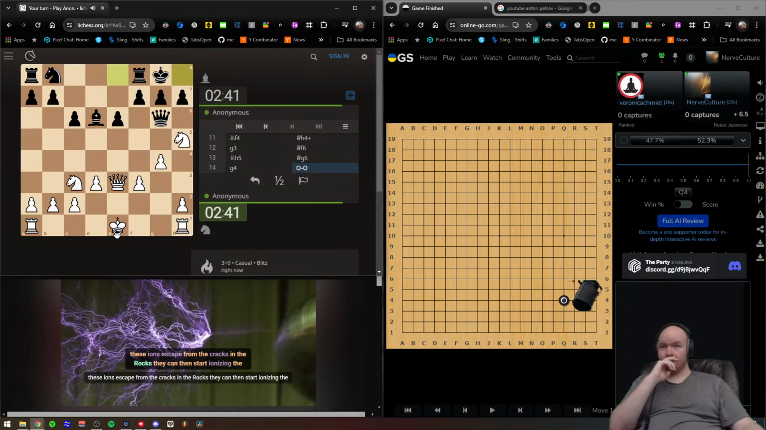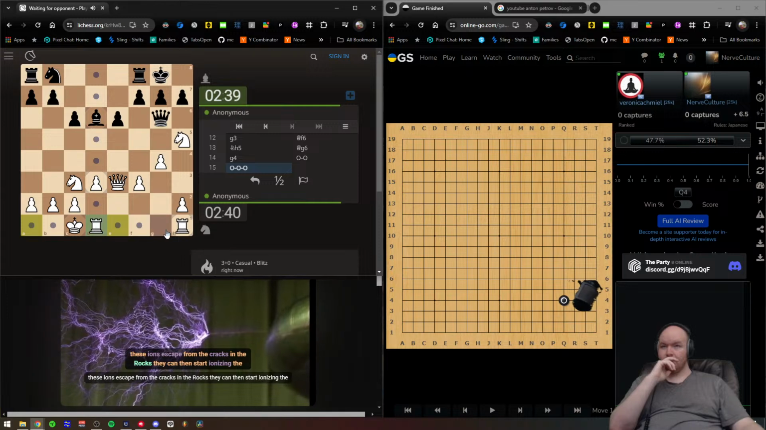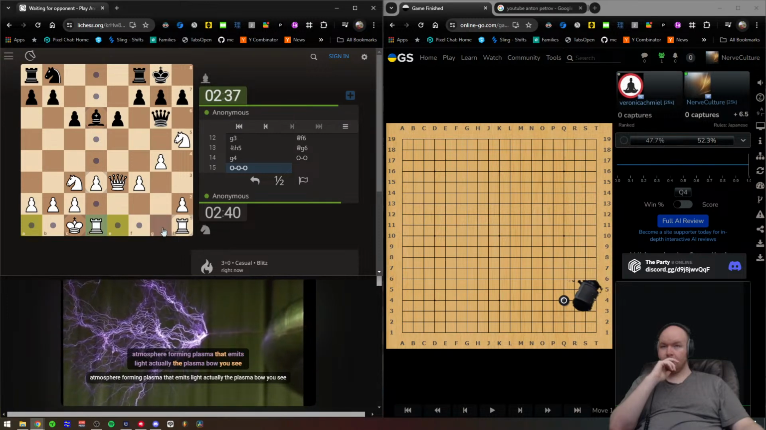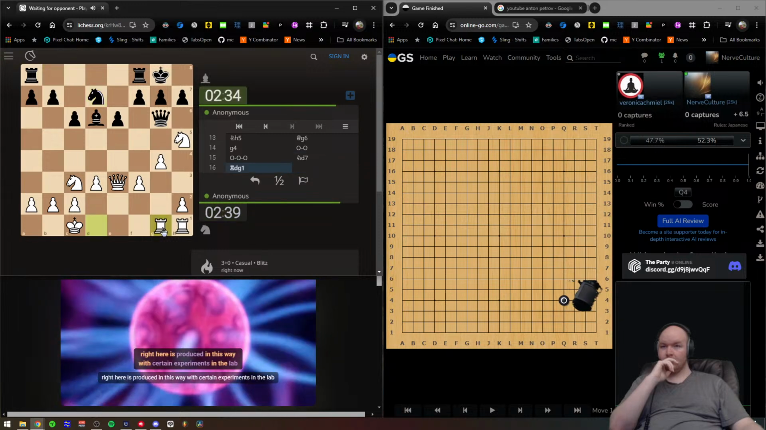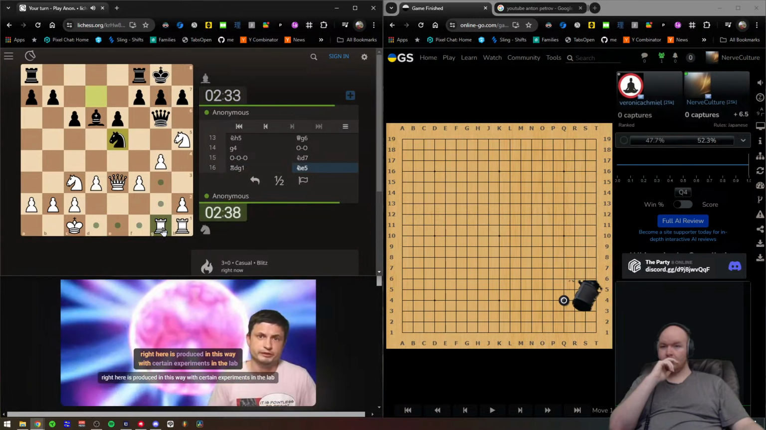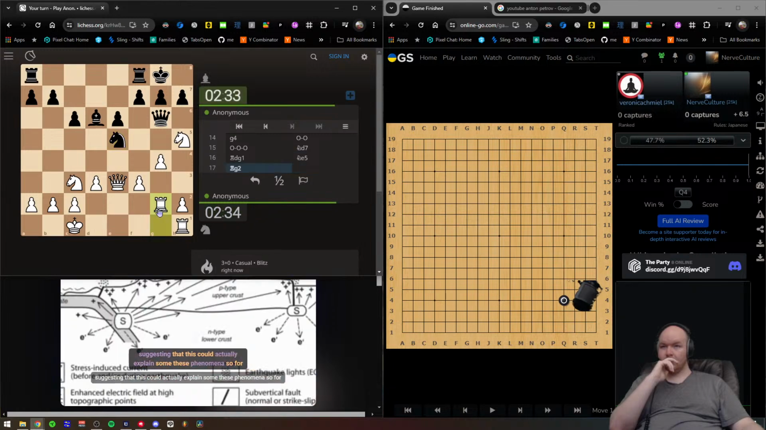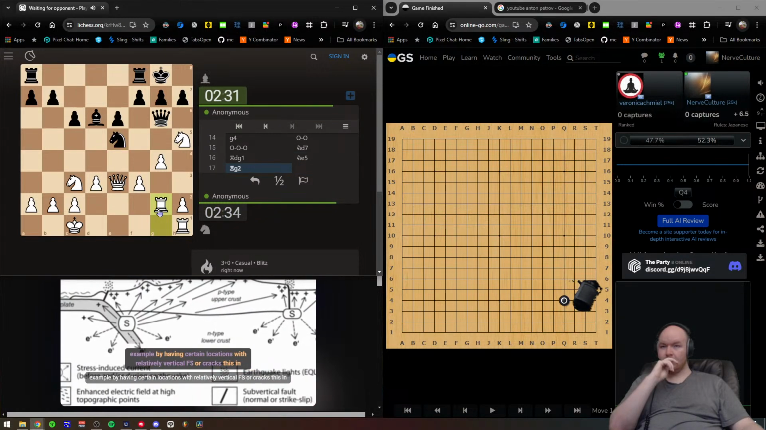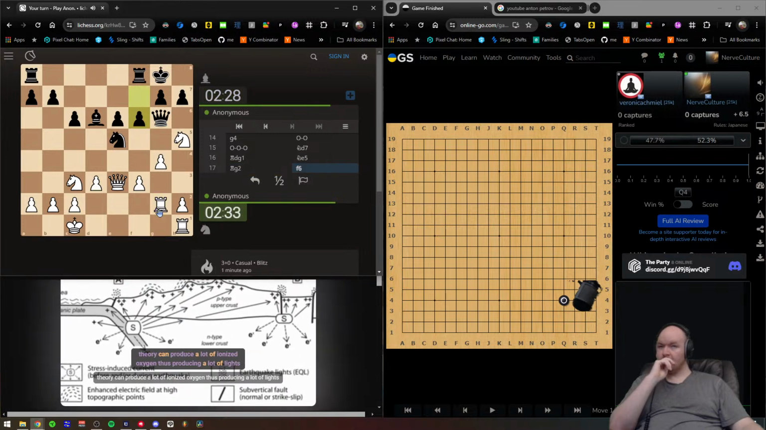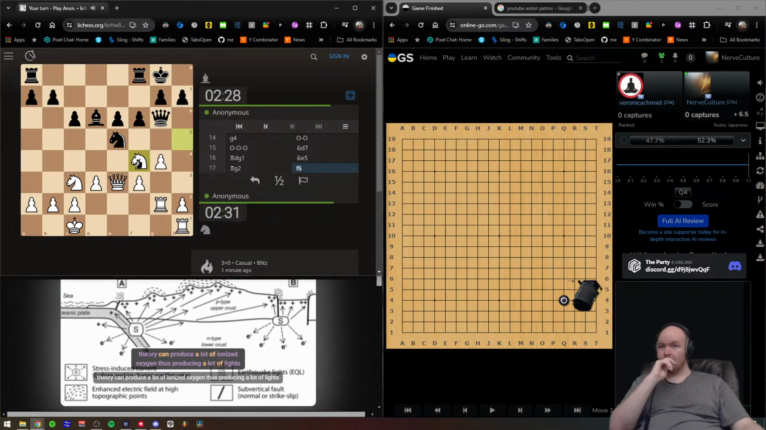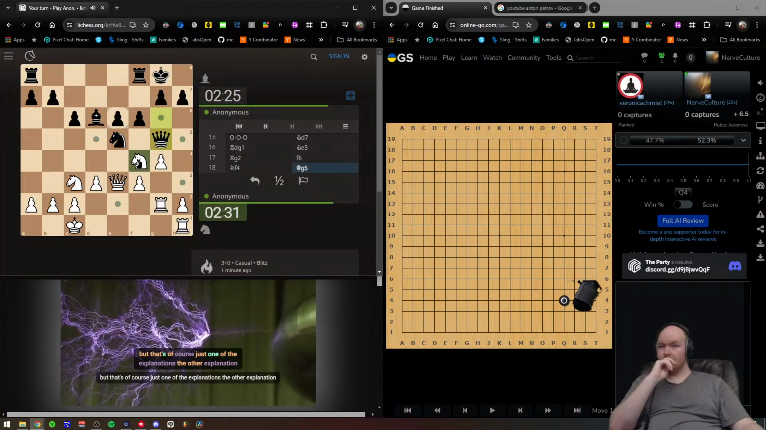And once these ions escape from the cracks in the rocks, they can then start ionizing the atmosphere, forming plasma that emits light. Actually, the plasma ball you see right here is produced in this way, with certain experiments in the lab suggesting that this could actually explain some of these phenomena. So for example, by having certain locations with relatively vertical folds or cracks, this in theory can produce a lot of ionized oxygen, thus producing a lot of light. But that's of course just one of the explanations.